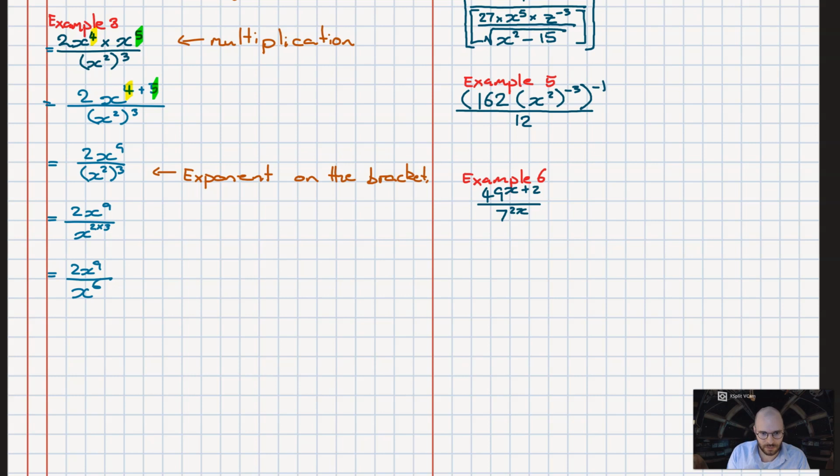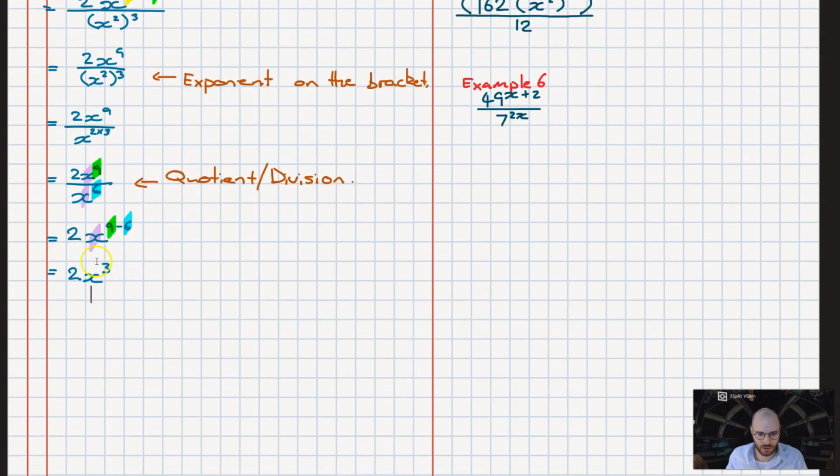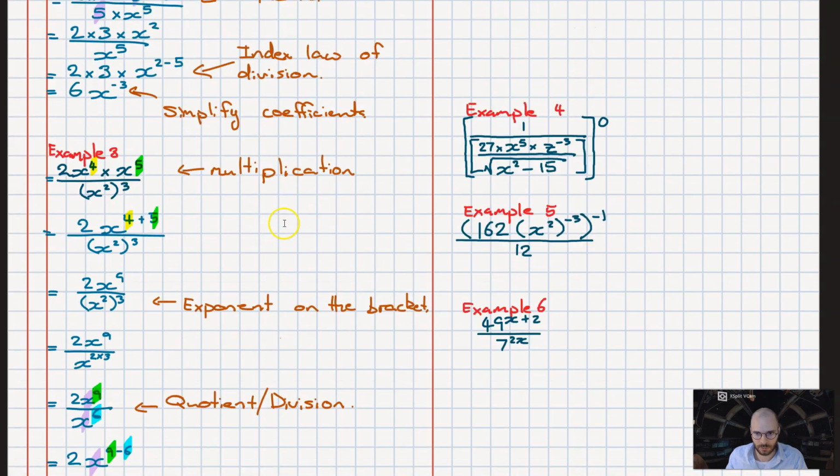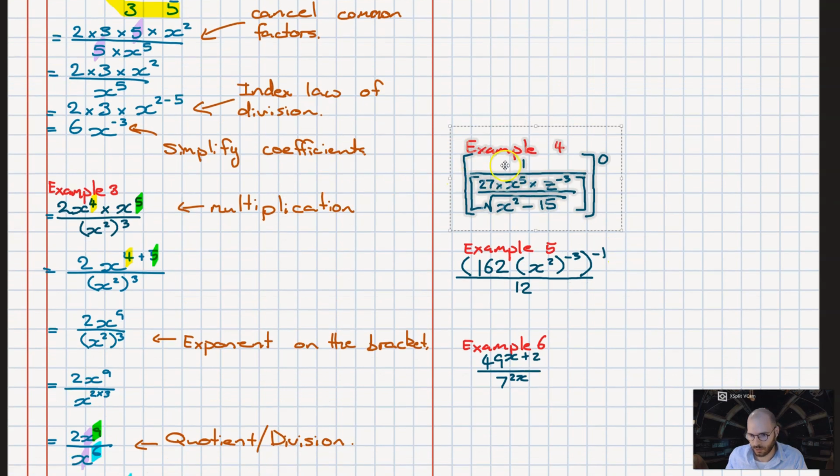Now we have to deal with the quotient. To do that, we simply bring the common base upstairs, so it becomes 2x, and then we're going to get 9 take 6. This will simplify down to 2 multiplied by x to the power of 3. So what looked rather complicated here turns out to be rather simple over here. Alright, let's move on to example 4.